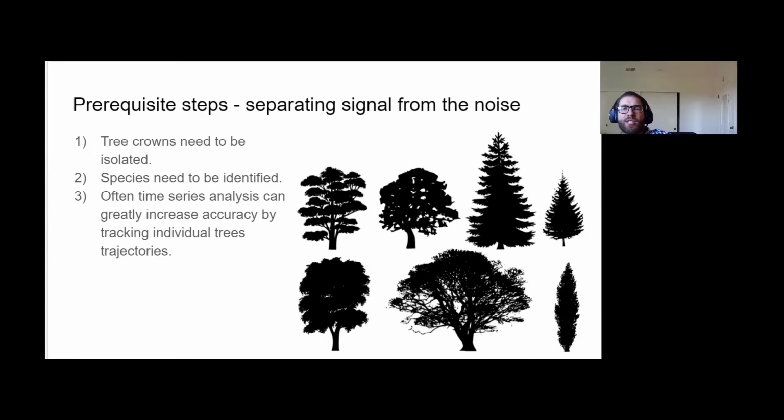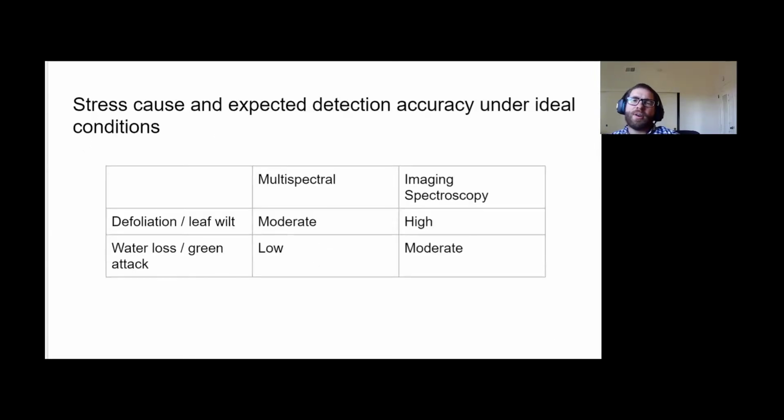Even within species, spectral signals between trees could vary quite a bit for factors not related to acute tree stress. The most successful attempts at delving into stress almost always involve establishing a baseline for each tree crown and then looking at trajectories of spectral signals through time. Now, I wanted to hone in on some physical stress signals and the accuracy we expect to detect them with both multispectral imagery and imaging spectroscopy.